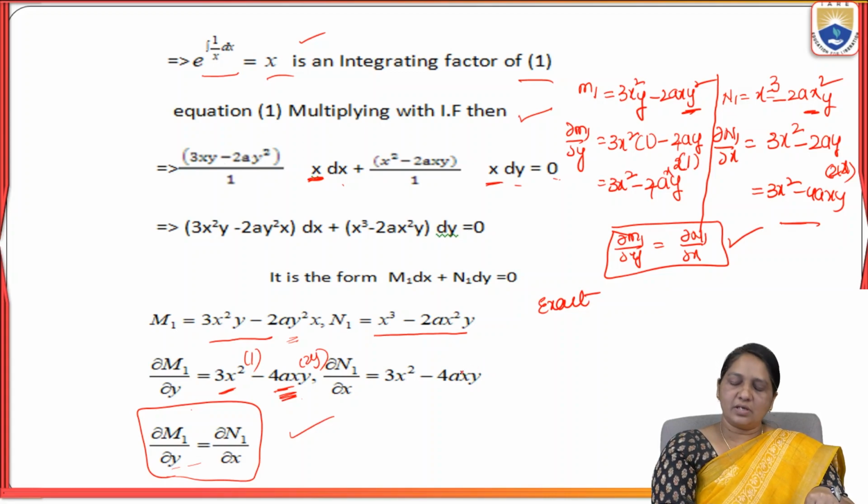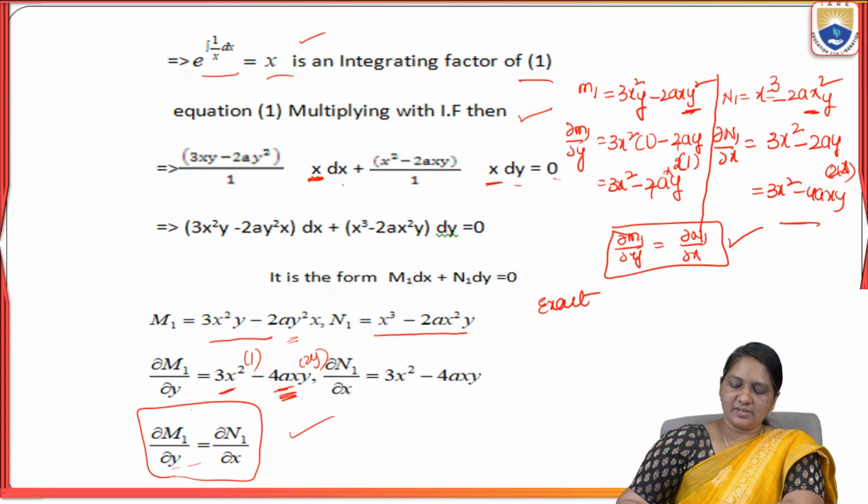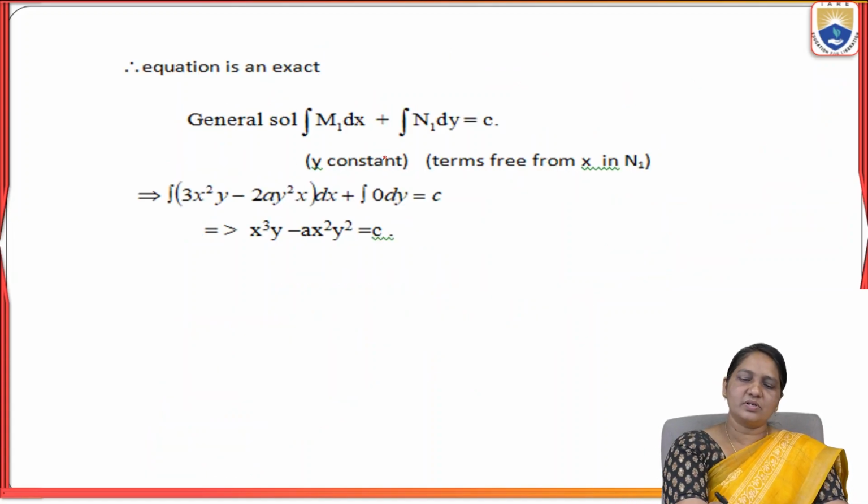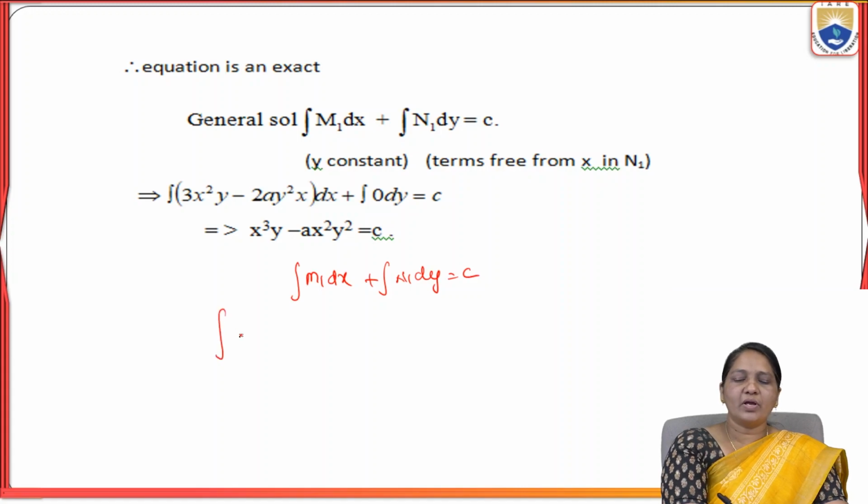So after getting the exact differential equation, the procedure is as it is. We can calculate the general solution. What is the general solution? The general solution is integral M1 dx plus integral N1 dy equal to c. What is the M1 value? The M1 value is 3x square y minus 2axy square into dx. This is the M1 integral.